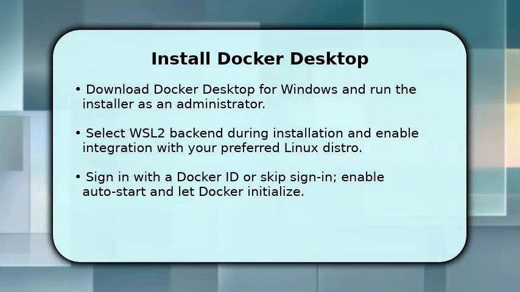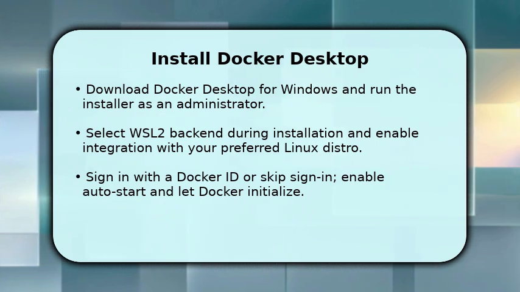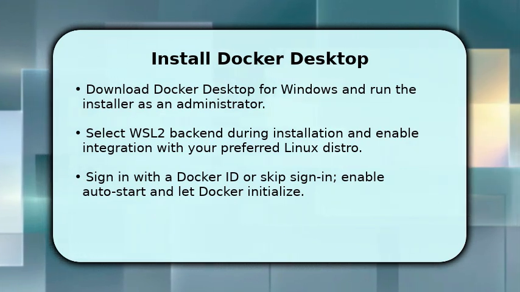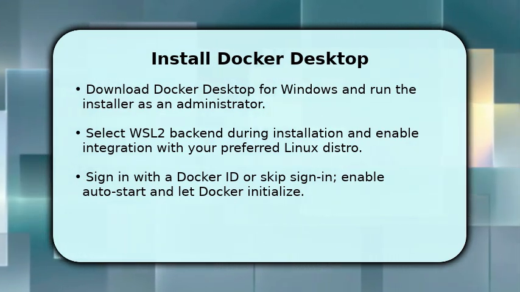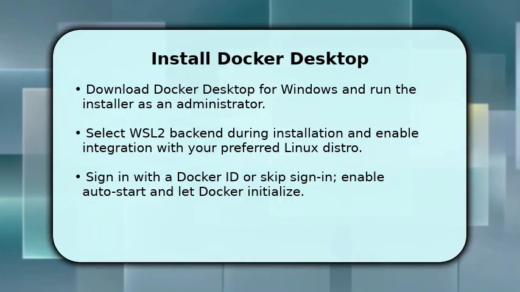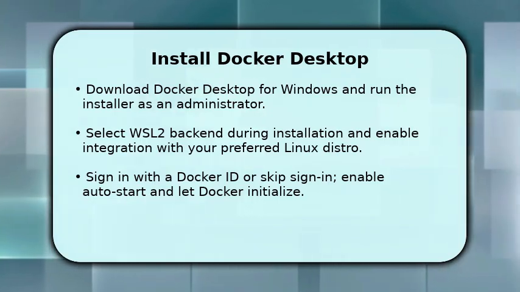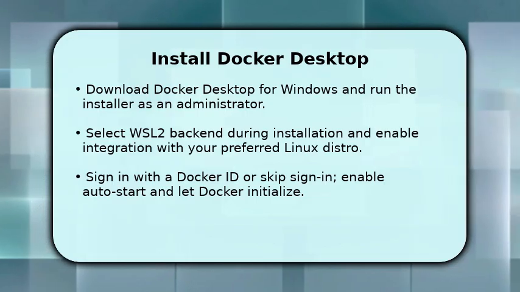After installation completes, launch Docker Desktop and allow it to initialize the daemon and services. From Settings, enable integration with your preferred WSL2 Linux distro and allocate resources as needed. Sign in with a Docker ID or skip sign-in and enable Docker to auto-start with Windows.